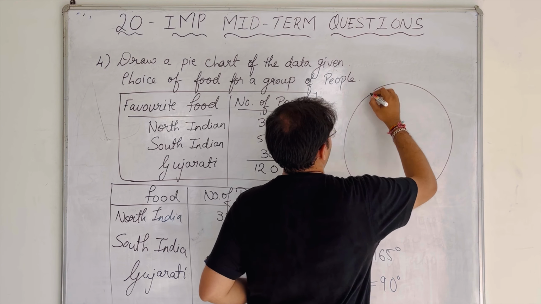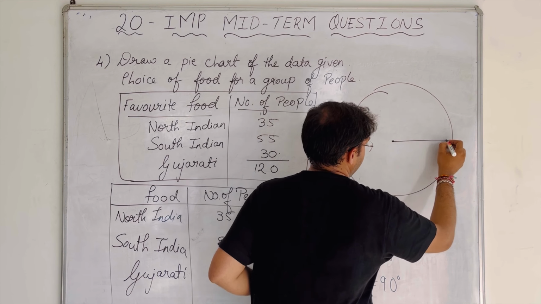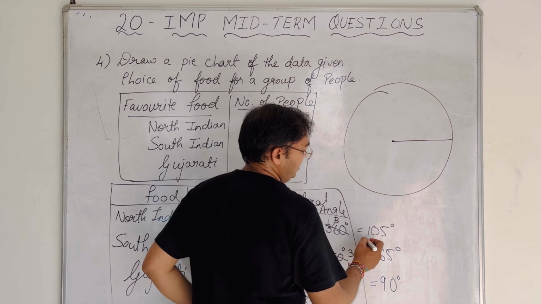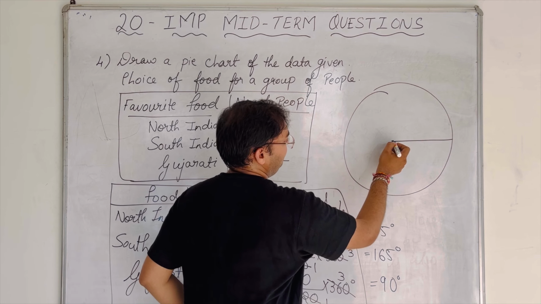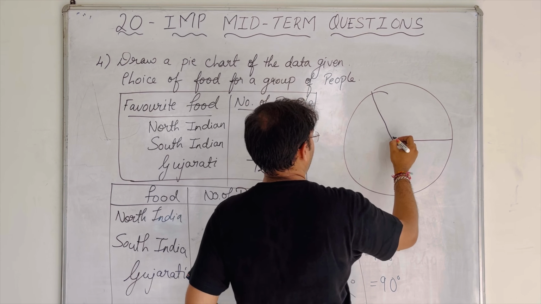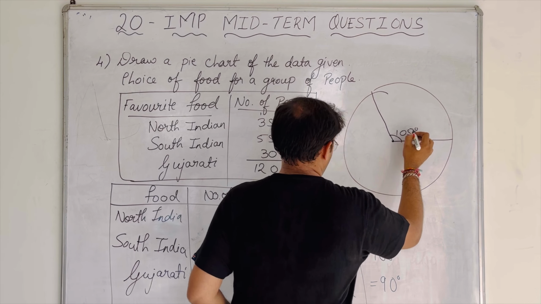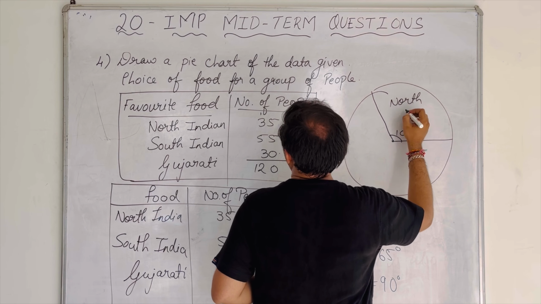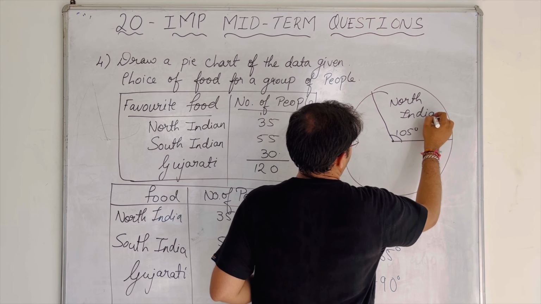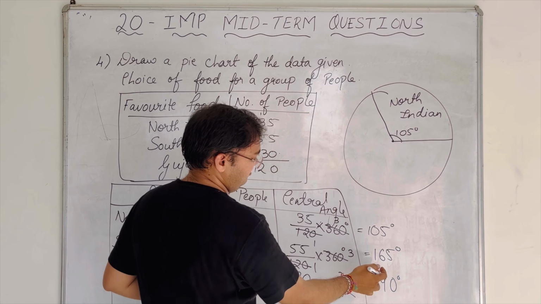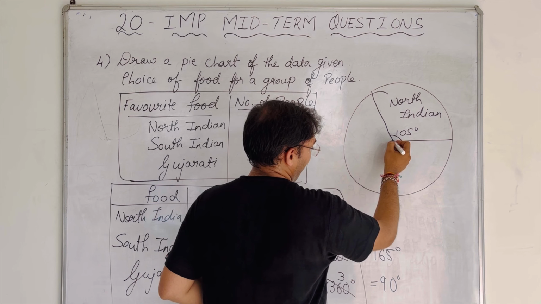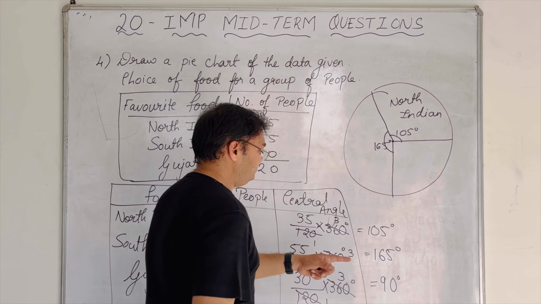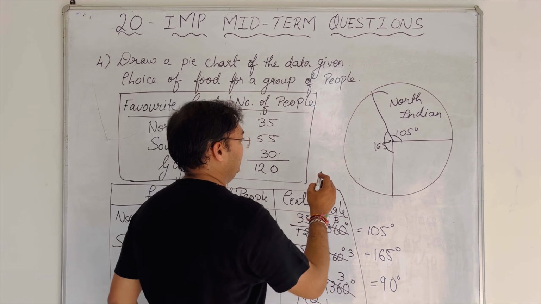First we'll draw the circle, then we will draw one baseline. Taking this as a baseline, first of all we will draw 105 degree. 105 means more than 90, so somewhat it would be here, 105 degree, which equals the North Indian. So here we will write North Indian. After taking this line as a base, we will draw 165. It would be somewhat here. So this is your 165 degree, 165 degrees of South Indian.